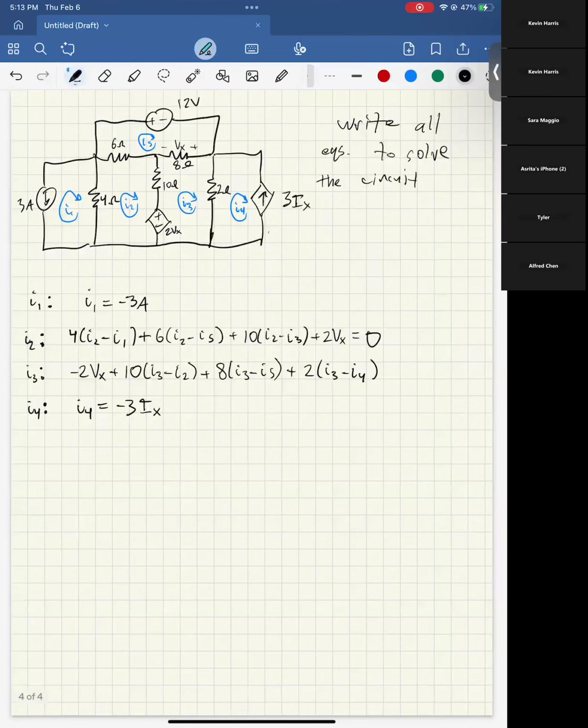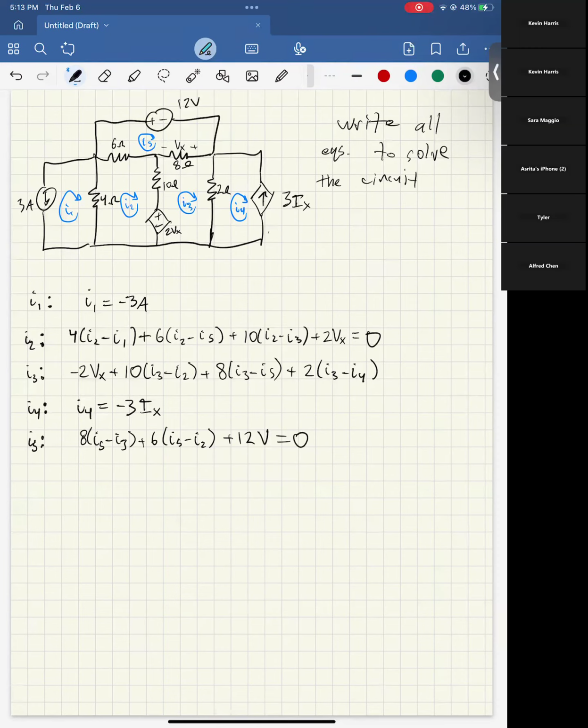And then last but not least for the meshes, we have I5. So I'll start with the 8 ohm. We have 8 times I5 minus I3 plus 6 times I5 minus I2. And then here, the current is going in the direction of the voltage drop, so it's just plus 12 volts equals 0.